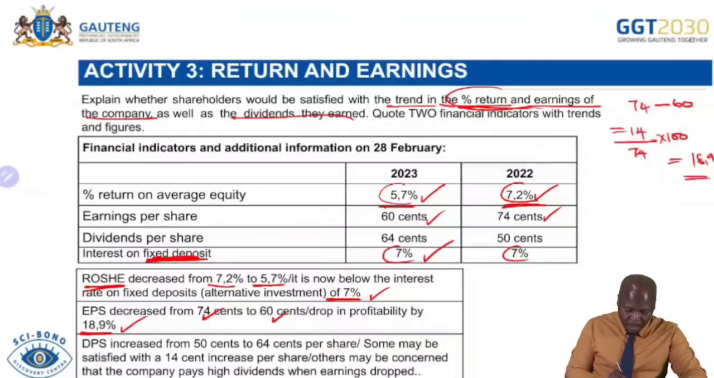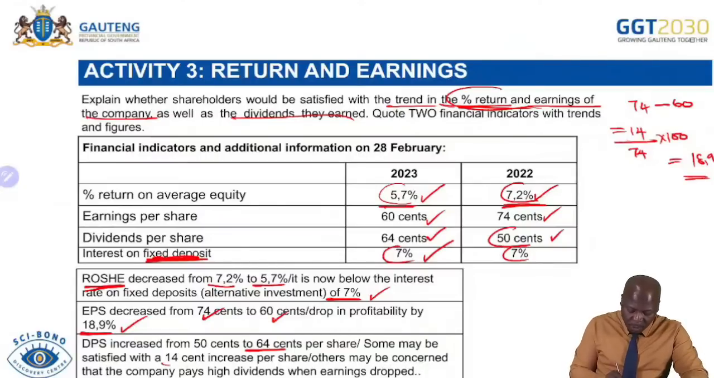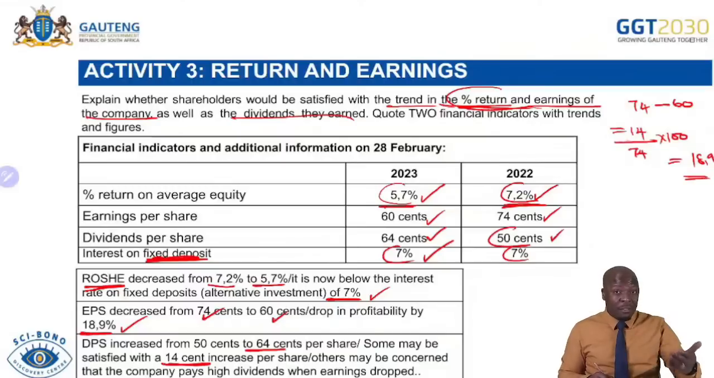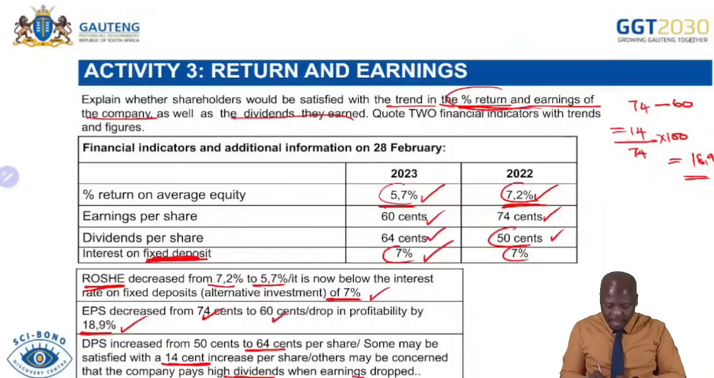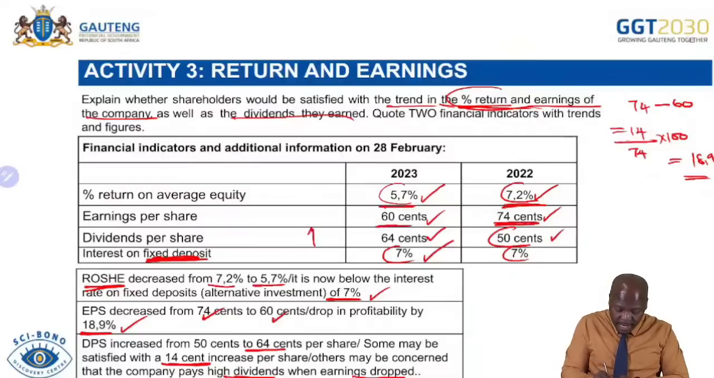And then the last point would be that the dividends per share has increased. You can see now your DPS has increased from 50 to 64 cents. Some may be satisfied with the 14-cent increase. Remember, they've given more dividends in this year. So some shareholders may be satisfied with this 14-cent increase, but others may be concerned as the company is paying high dividends, whereas its earnings have dropped. You can see its earnings have dropped from 74 to 60, yet their dividends have increased from 50 to 64.